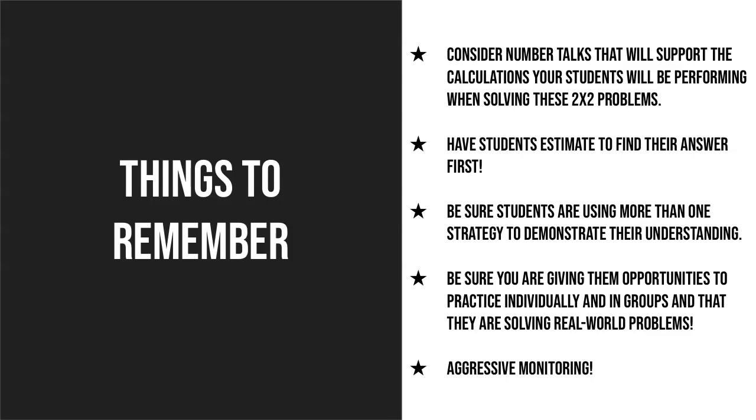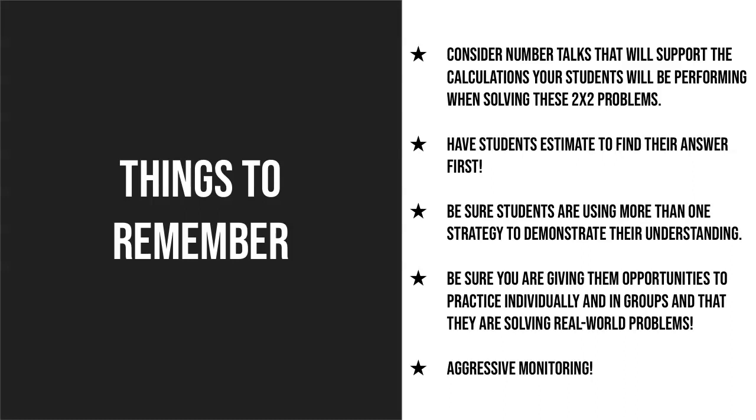This is a great way to have students check their work and make sure that they are getting the same answer using multiple strategies. Be sure that you're giving them opportunities to practice individually and in groups, and more importantly than that even, that they are solving real-world problems. This never shows up on STAR as multiply 32 times 16. It is always in the context of a real world problem. And so you want to give students the opportunity to engage with those and talk about how to understand that we are multiplying in order to find the answer.